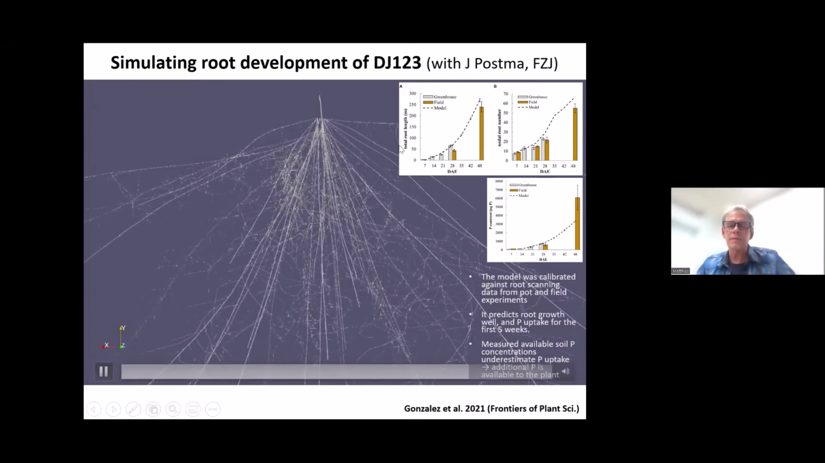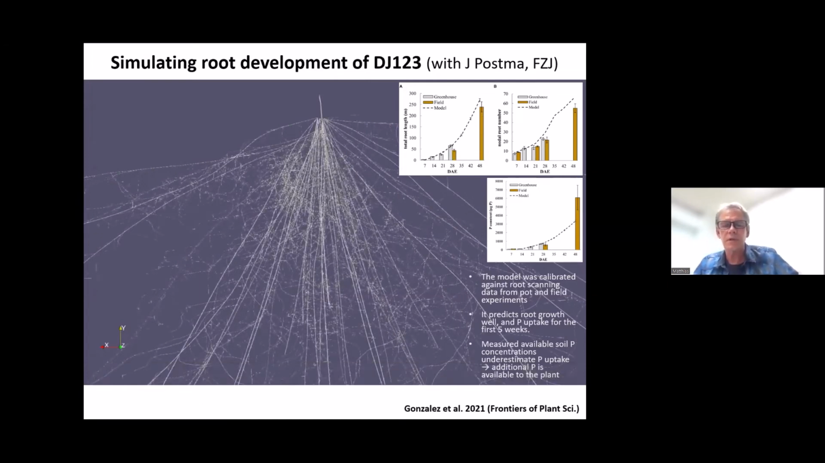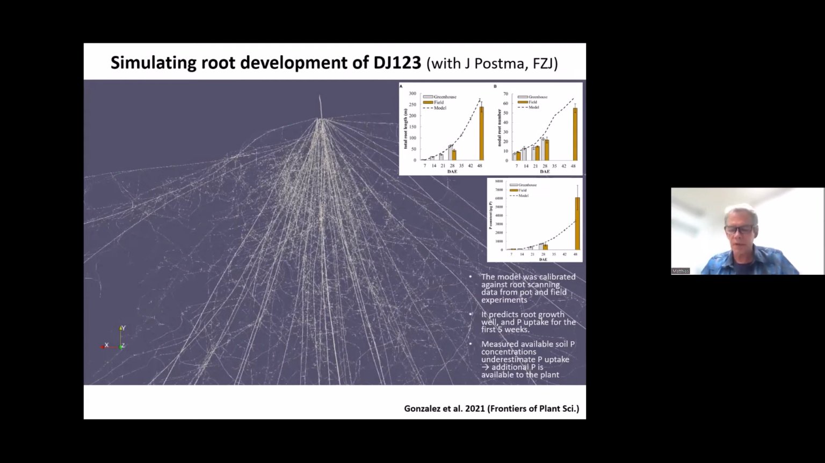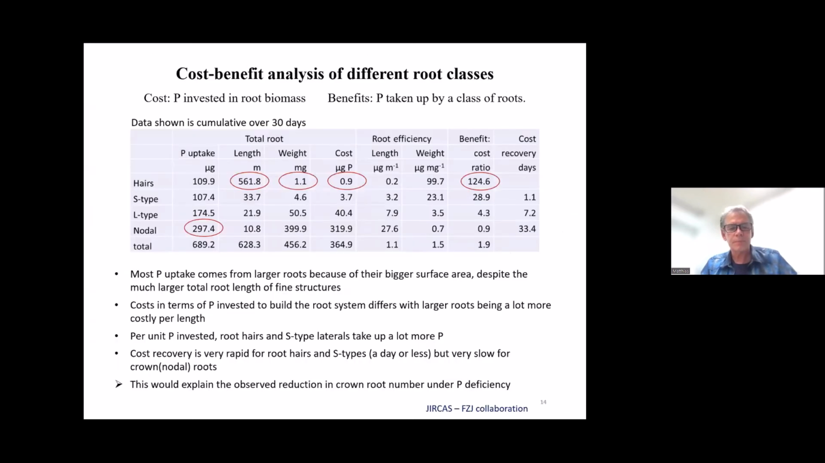And here is the model prediction versus the measured root data, and you can see that we quite closely match that data. Here is the number of nodal roots or crown roots developing. And then back here is the estimation of P uptake. We can predict P uptake very well until about day 35, and then at a later stage, we still underestimate P uptake.